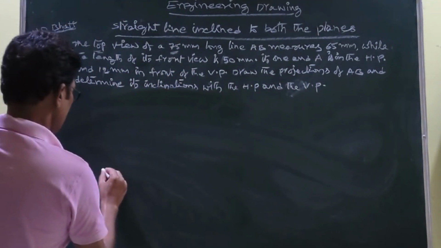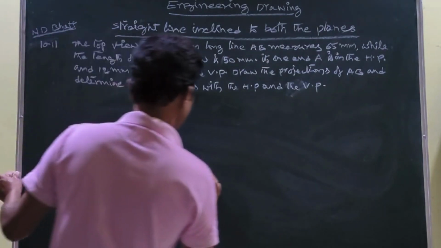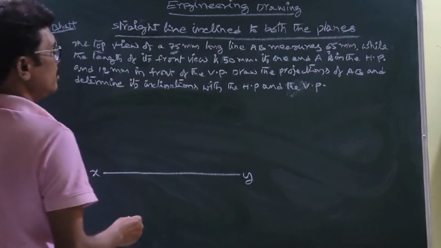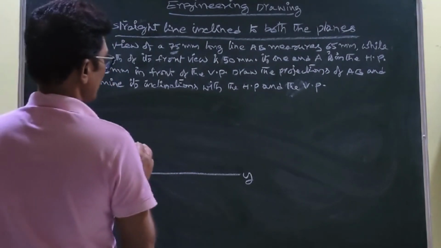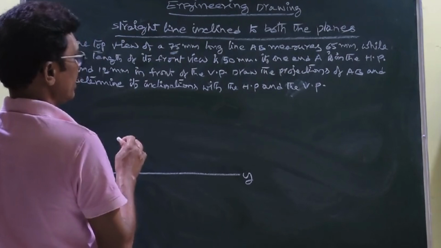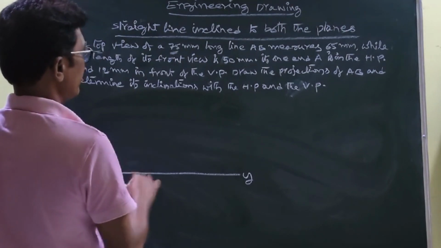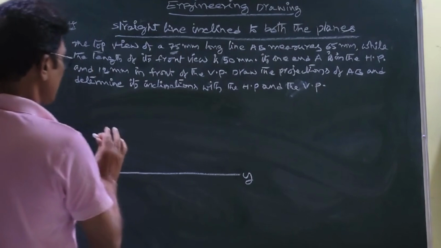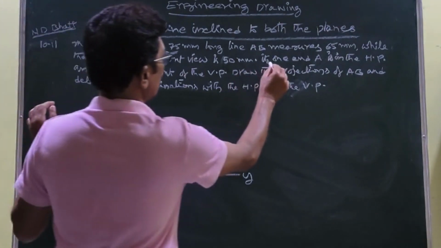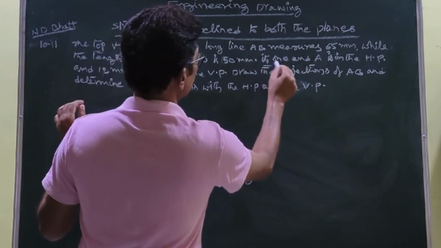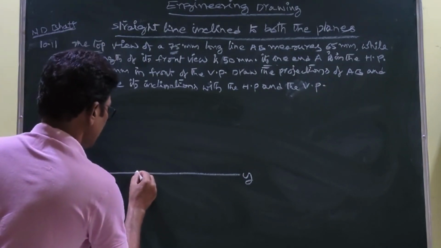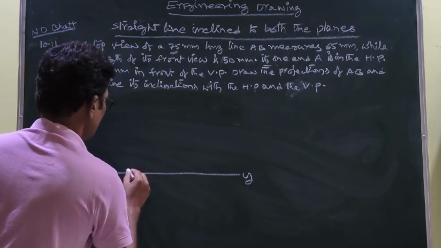Okay, first we have to draw the XY line, the reference line. Once you draw the XY line, first you have to complete the particular end, whether the line end is above the HP or in front of the VP. That part should be completed first. In this case, it's line AB, one end A is in the HP. So you take a point. Let us assume this is the point A.